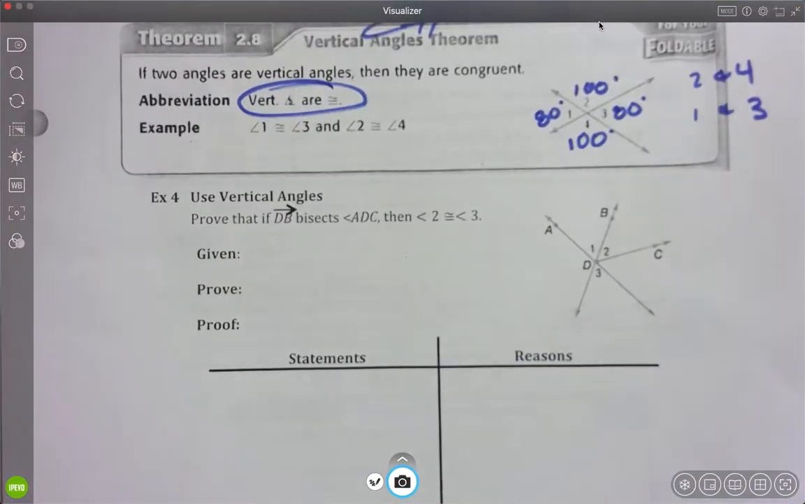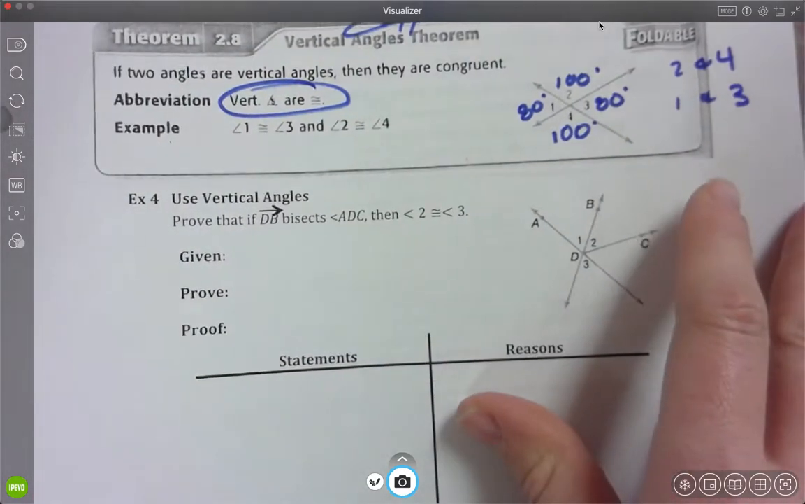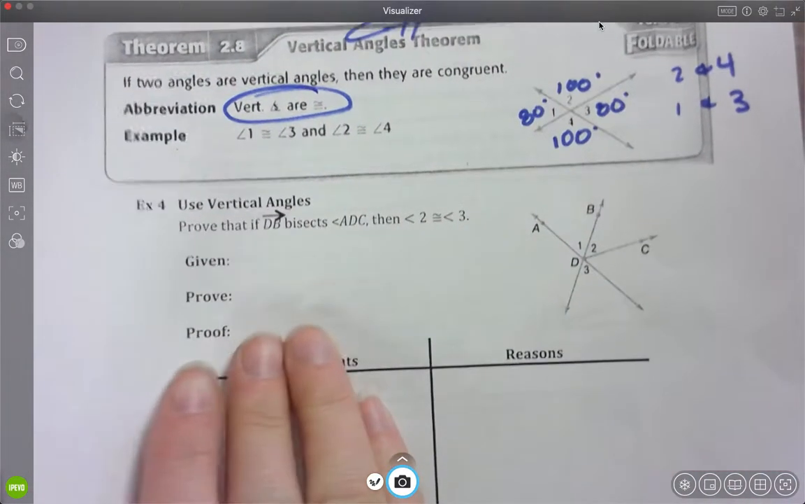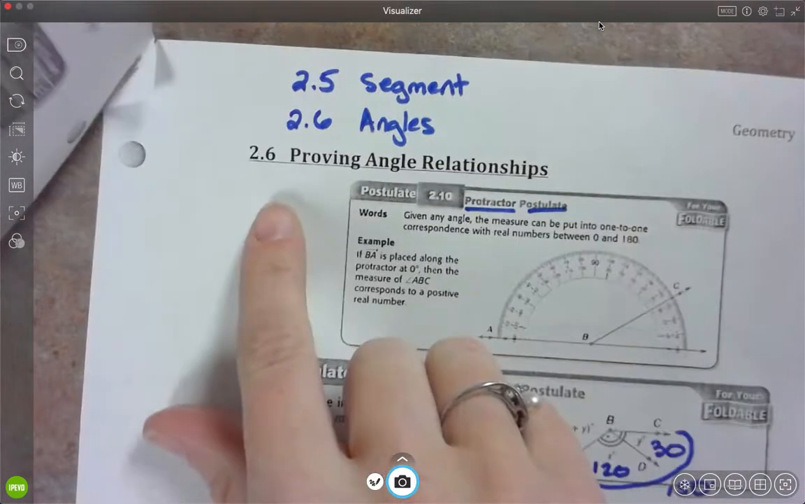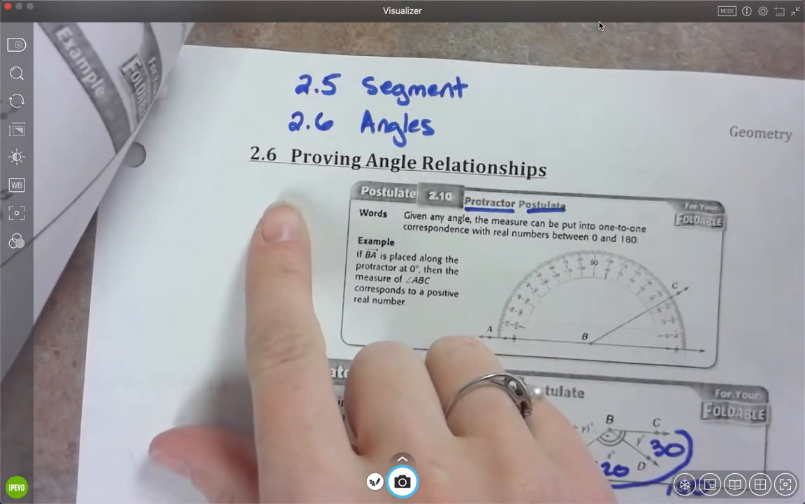Okay, geometry, this is going to be kind of a short video, I think. We only have one proof and then a couple things to write down. But this is the last little bit of the 2-6 notes.